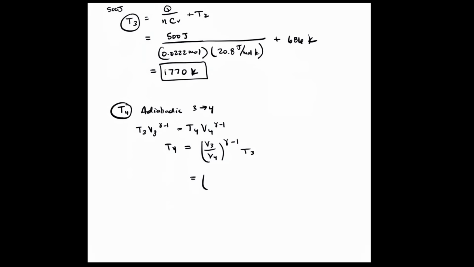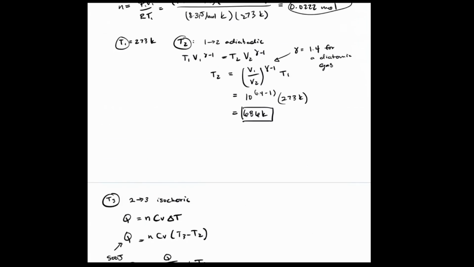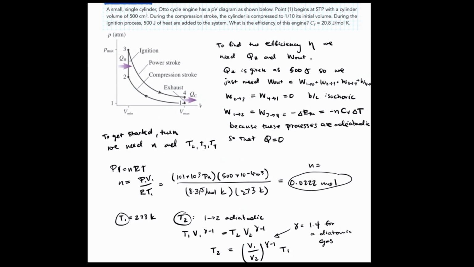And then we solve for T4 just using this ratio, and now we can see that it's a compression, so this ratio, instead of being 10, is going to be 1/10, and gamma is still going to be 1.4 because we're still using a diatomic gas, so 1.4 minus 1, still 0.4. Now we're plugging in T3, we solve, and we get the temperature at 4, which is 705 Kelvin, so we've cooled down a little bit. And so now we have all of our temperatures, T1, T2, T3, and T4.